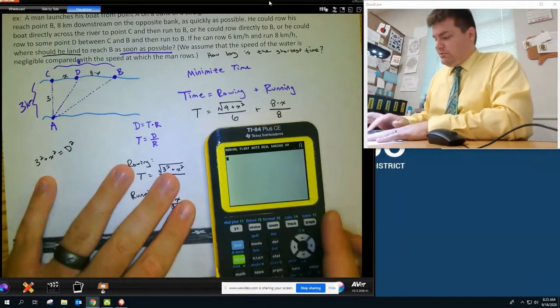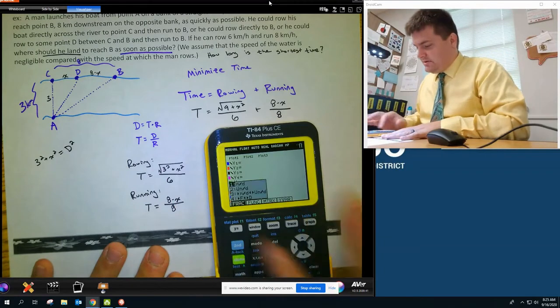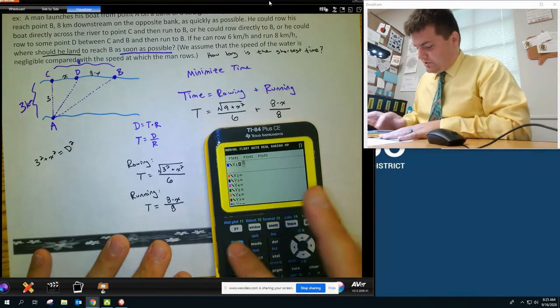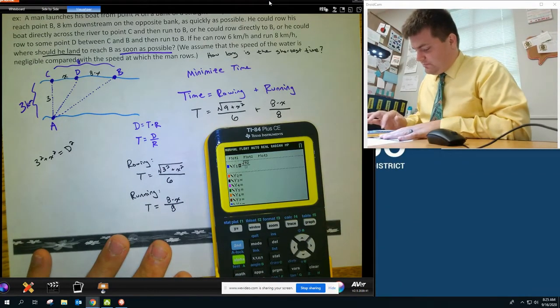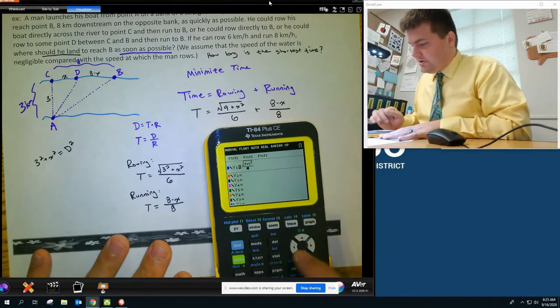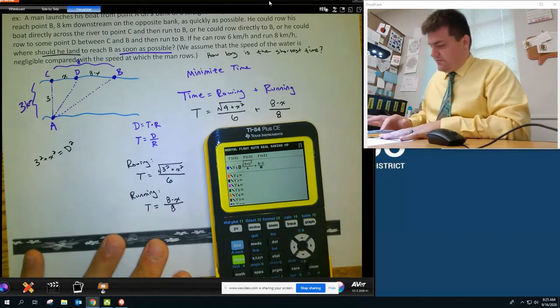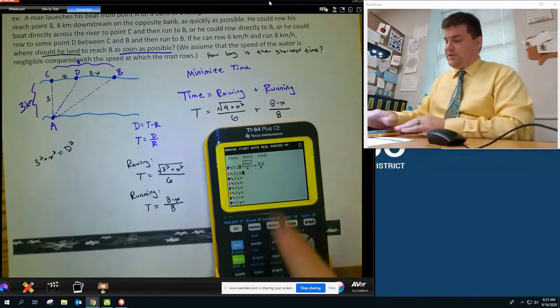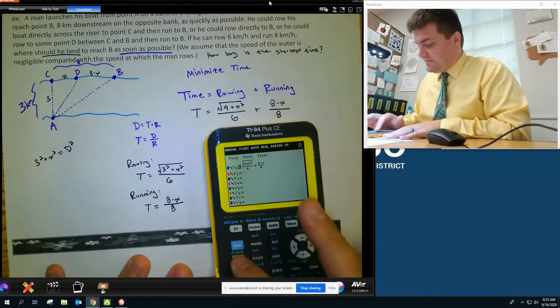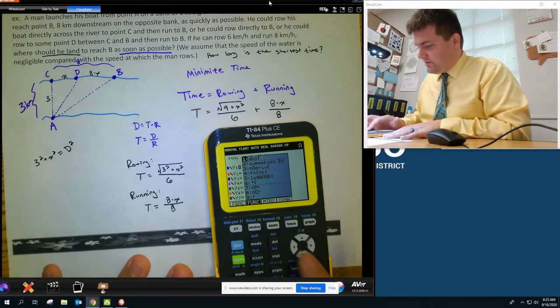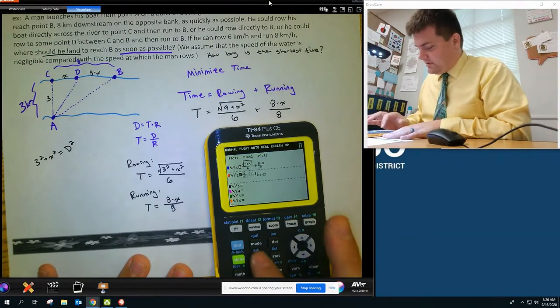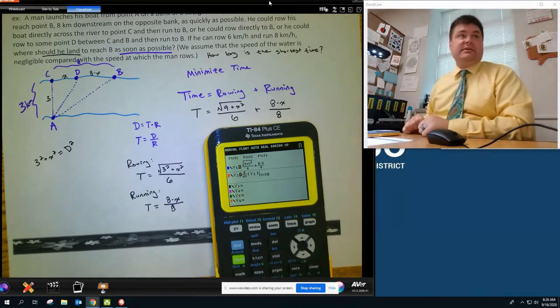And we're going to go into Y1 and type this in. So I'm going to do square root of 9 plus x squared all over 6, plus, make another fraction, 8 minus x all over 8. And what I want to do is find the derivative. So it's going to be not second, it's going to be alpha F2. Go down to derivative with respect to x, I'm doing this to Y1 at x equals x.